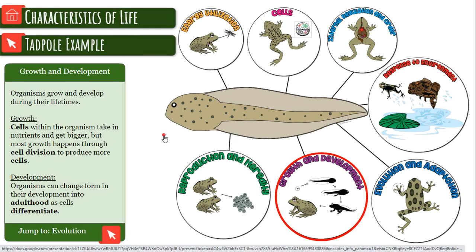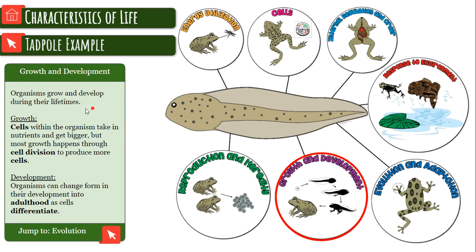The next characteristic is growth and development. So organisms grow and develop during their lifetime. Growth is cells within the organism taking in nutrients and getting bigger, but most growth happens through a process called cell division in order to produce more cells. So organisms can grow by the cells becoming larger, but at some point the cells can't get any bigger, and so we will actually use cell division to produce more cells so that you can grow taller over the course of your lifetime.